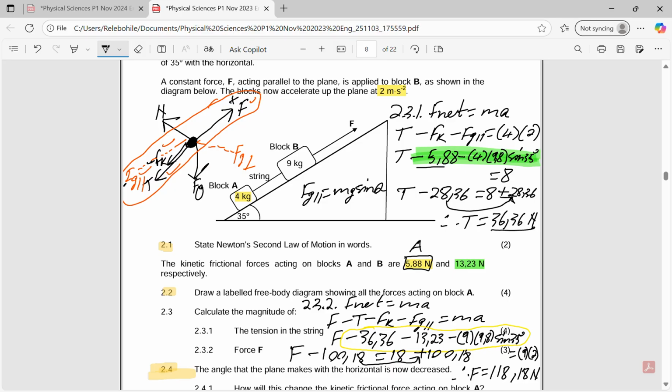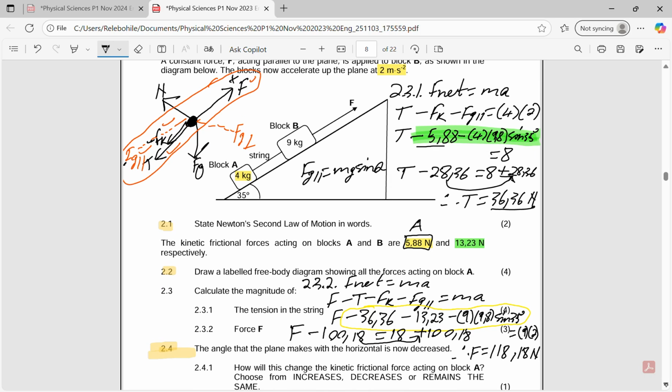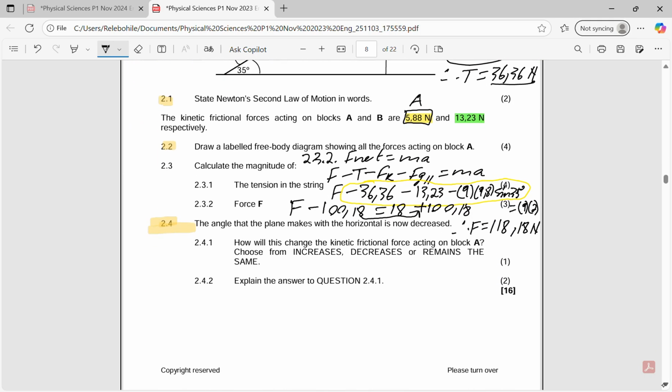Okay, so that's how you are supposed to deal with this question, guys. That's how you are supposed to treat this question. I hope it makes sense, guys. If you didn't understand anything, just go back and hopefully you will get the understanding you need. All right, now we move on to 2.4.